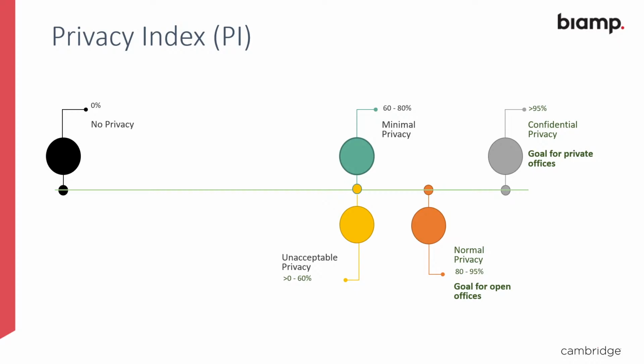And then lastly, confidential privacy is 95% or greater. That should be the goal for a private office, maybe a boardroom, like we mentioned earlier, government institutions where certain conversations should be 100% private, even military applications. We really want no overheard conversation taking place. That could even be the case for an executive boardroom. We don't want people outside the boardroom to be able to hear the conversation inside.